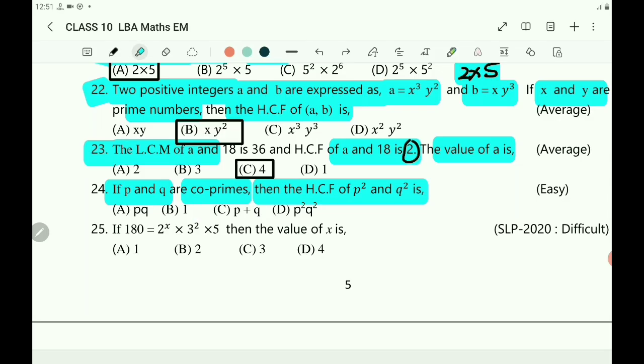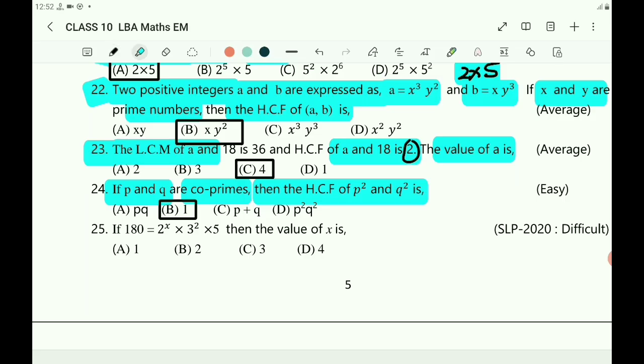Here which are the given options? Option A, P, Q, it is not an answer. Option B, 1, it is the answer. Option C, P plus Q is not an answer. Option D, P square Q square is not an answer. But this P square Q square becomes LCM. So you write option B is the answer. The HCF of co-primes is 1. HCF of the squares of the co-primes is also 1.